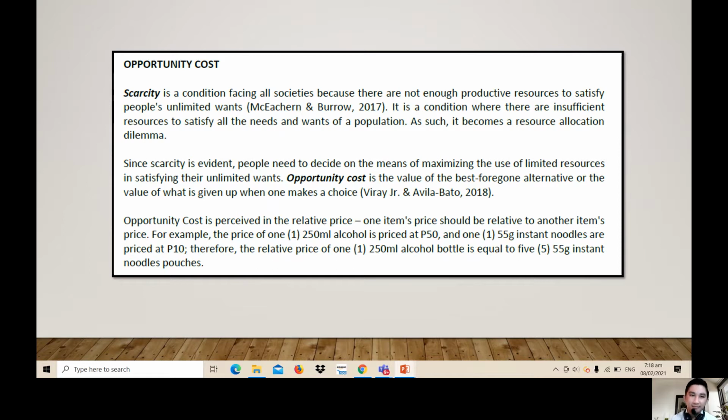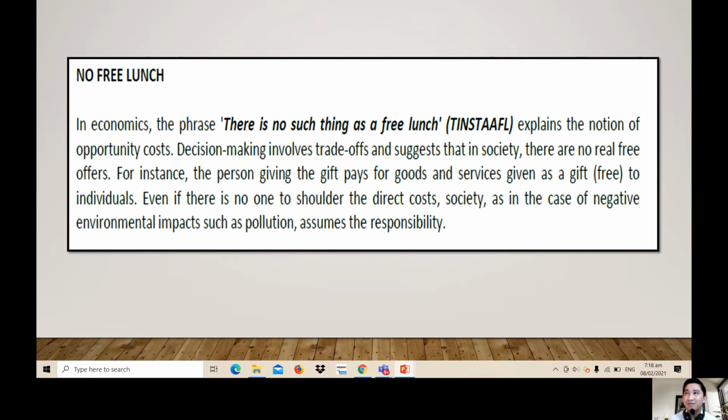Okay? Next, there's no such thing as a free lunch. This is in connection with the opportunity cost. This explains the notion of opportunity cost. Why? Because decision making involves trade-offs. Nagti-trade-off tayo, we have to choose one. We have to decide whether to choose this alternative or not. And this suggests that in society, there are no real free offers. Di ba? Lahat, there must be someone who pays for it.